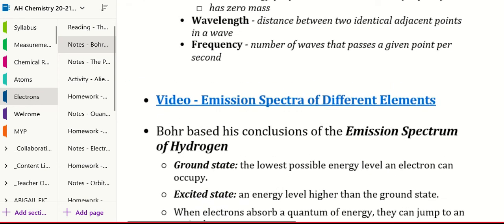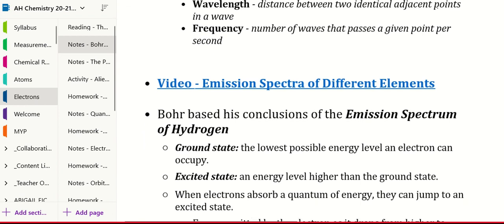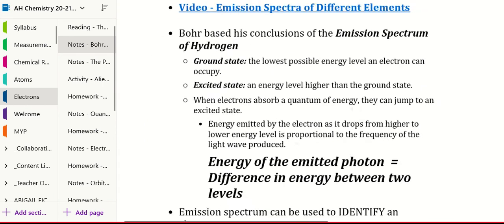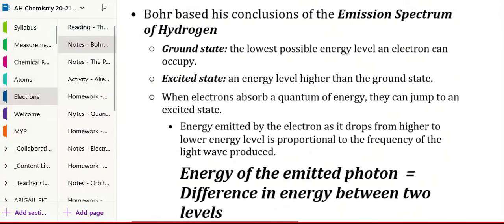There is a video of the emission spectra of different elements. We're going to talk about that next. So, if you will, go ahead and get this down.